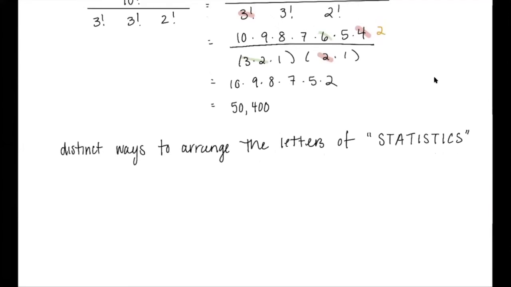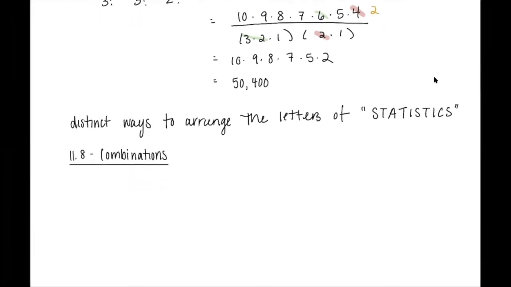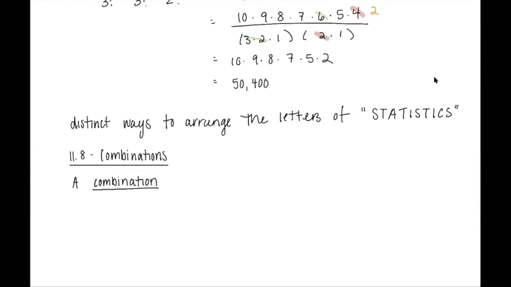But the last section we're going to go through in chapter 11 is about combinations. So we've seen permutations. Now we want to go over combinations. In a permutation, order is important. A combination is a distinct group or set of objects without regard to their arrangement.